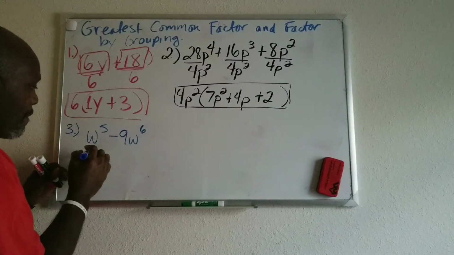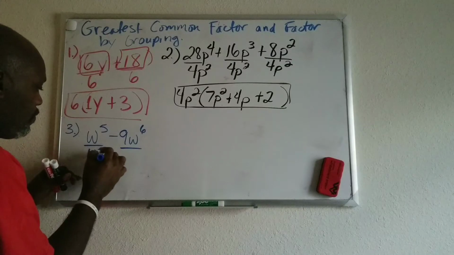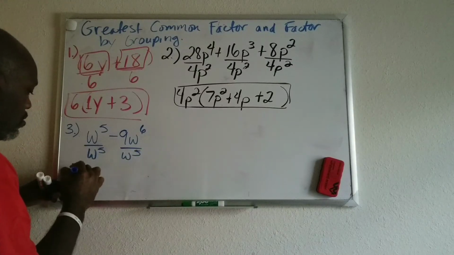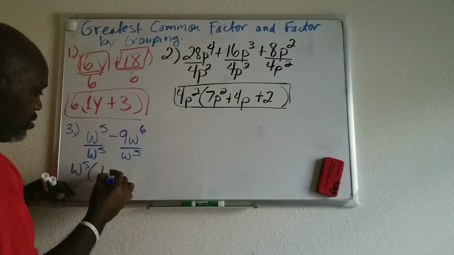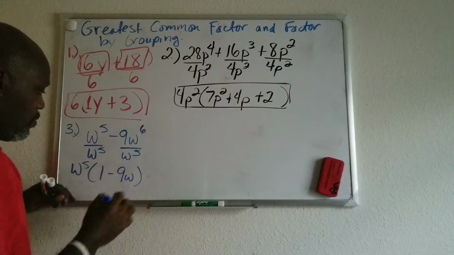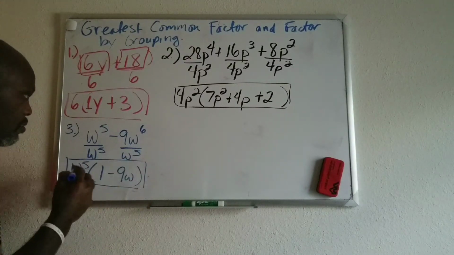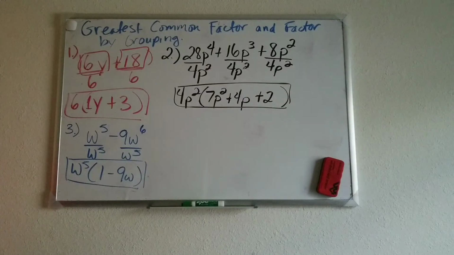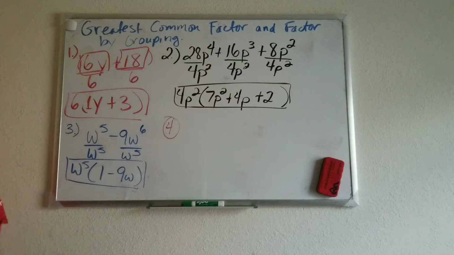If I distribute out, my greatest common factor is going to be w to the 5th, left with 1 minus 9w. This is my answer. All right. So that's the process of factoring out the greatest common factor.